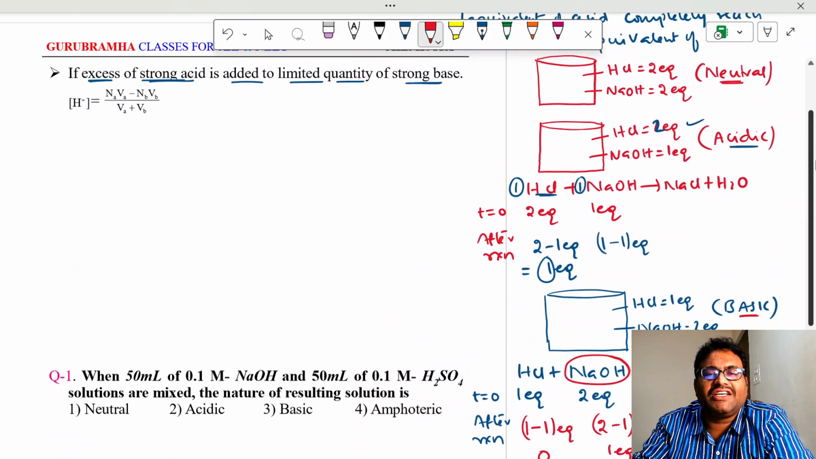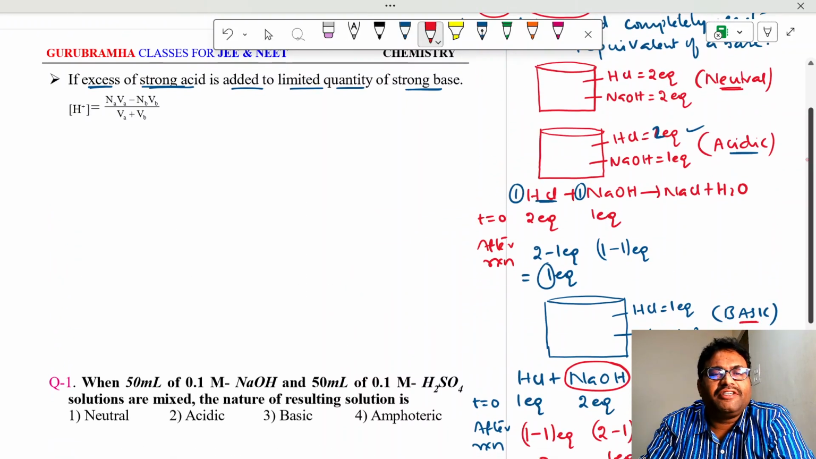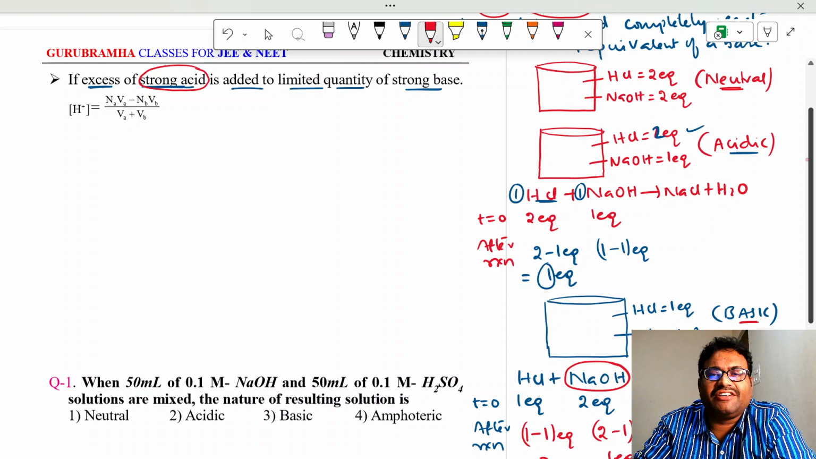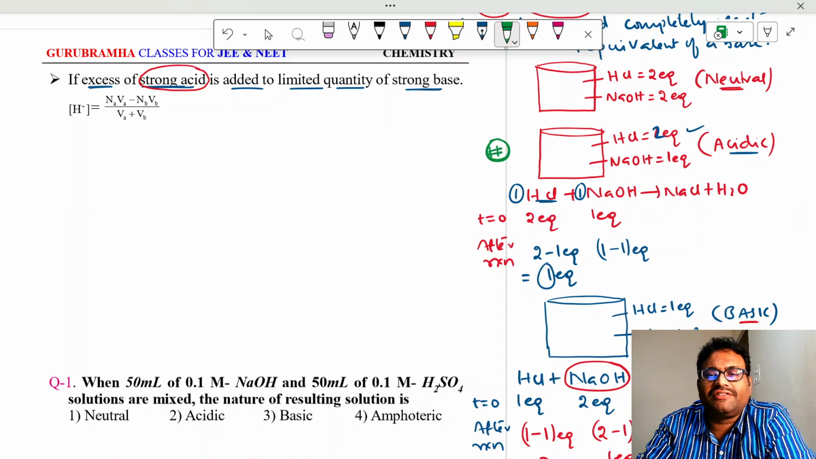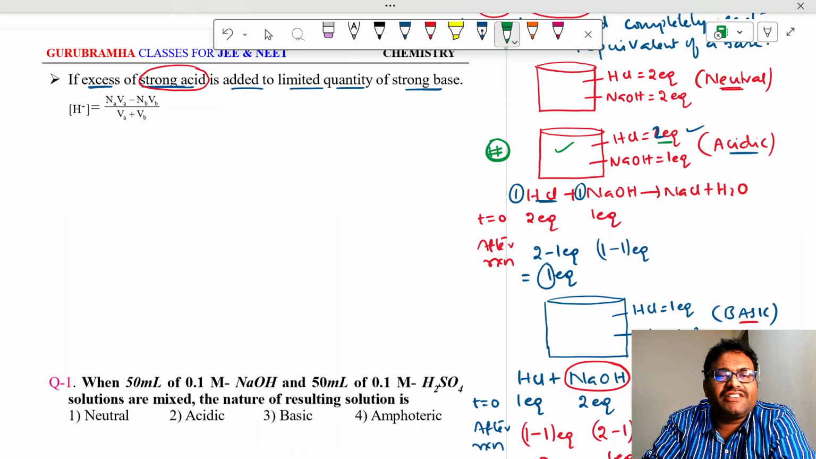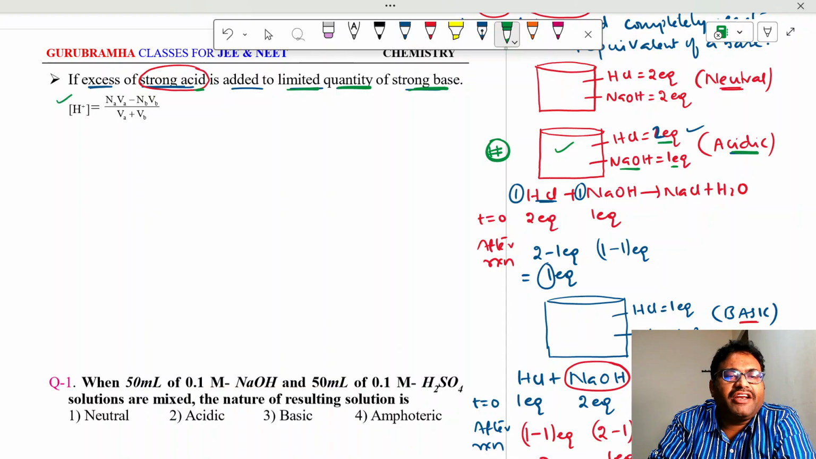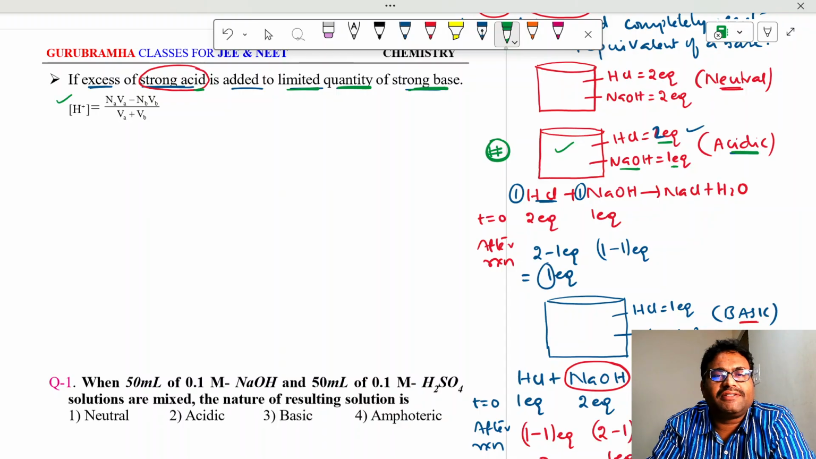The simple logic is that this is the condition: excess of strong acid, two equivalents. When excess of strong acid is added to a limited quantity of strong base, NaOH being the strong base, the remaining solution will be acidic. The final normality is that of H plus.